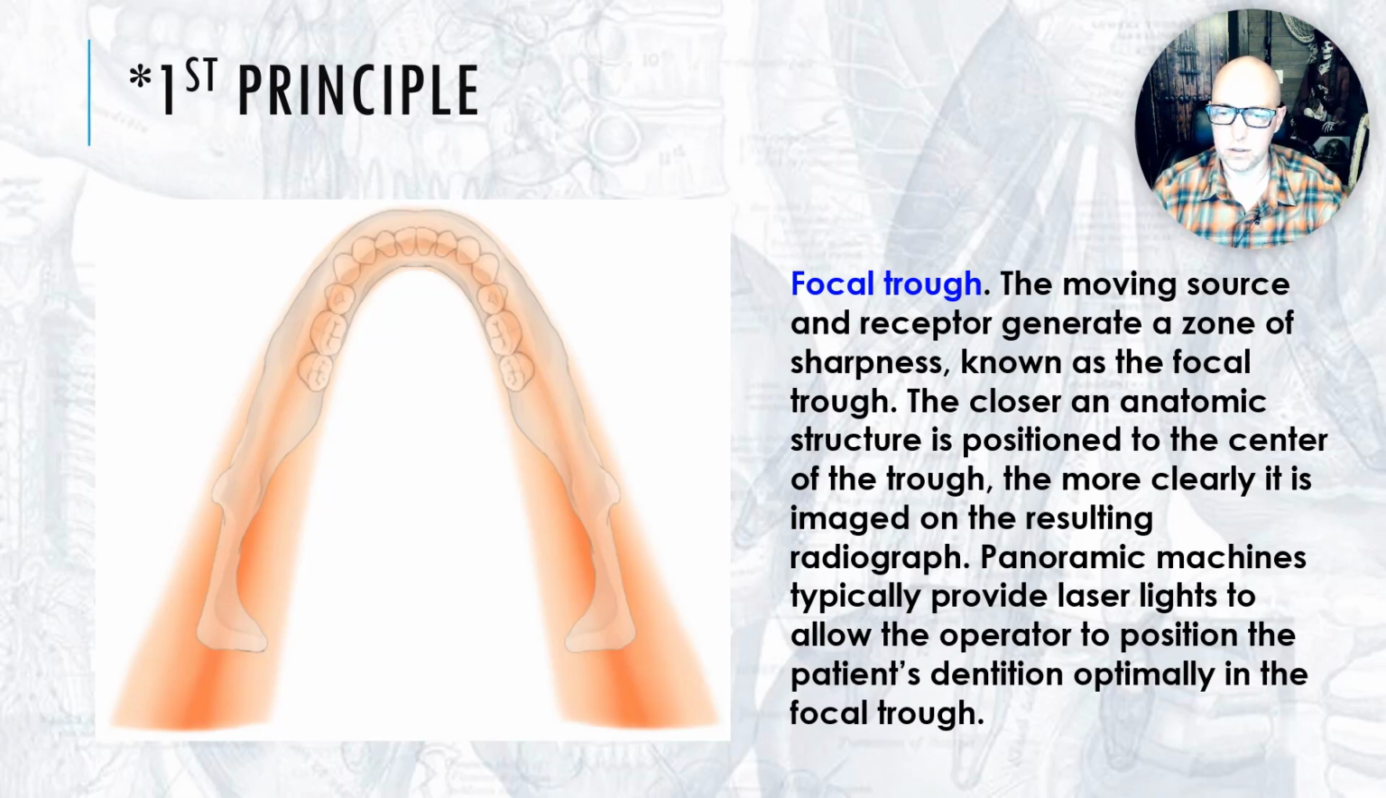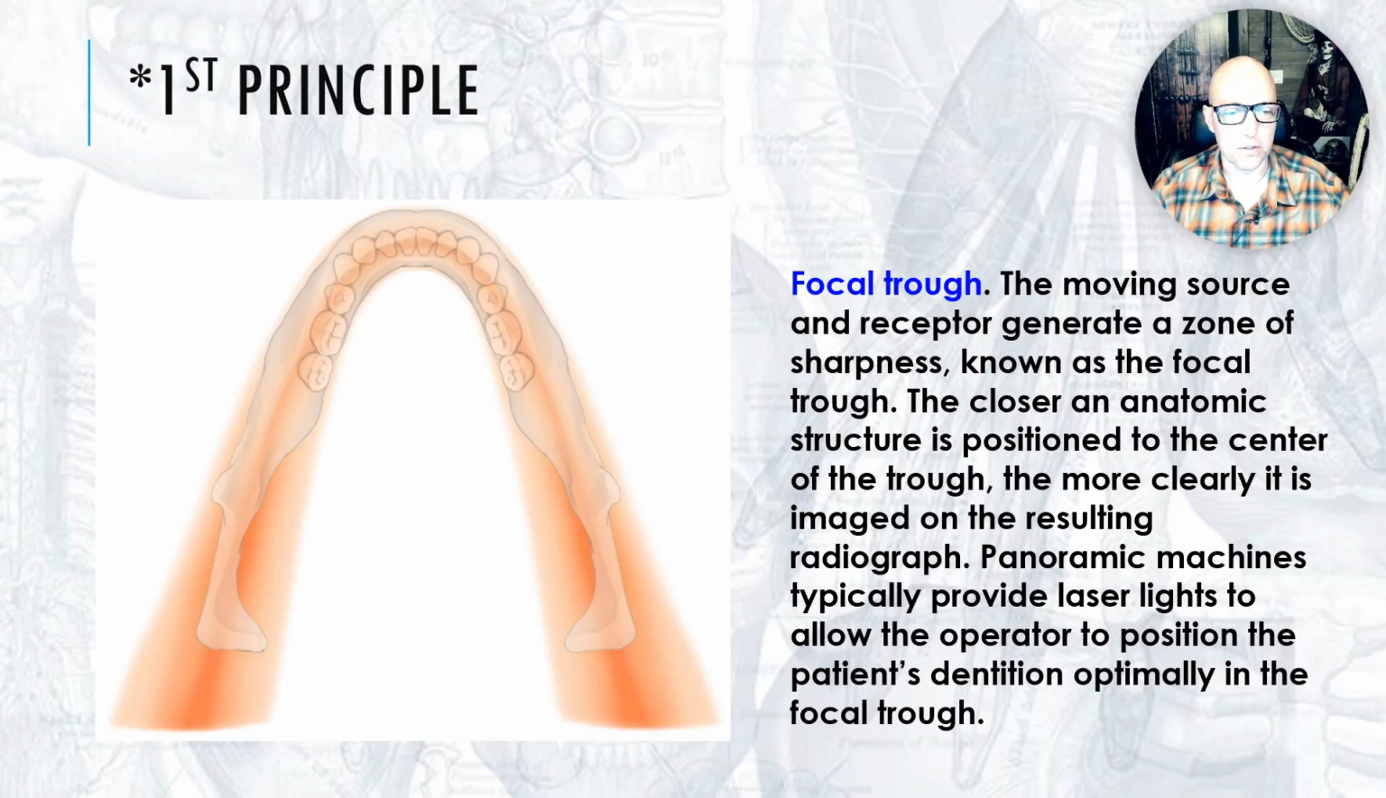around the patient. And so that moving source generates a zone of sharpness. They move in such a way that the only things in focus are those that move at the same speed, I guess I would say, in relation from the X-ray to where the sensor is, where you want that focal trough. You can change the timing, change the speed of how it moves around to choose your focal trough. And these machines are designed to create a point of focus that follows the teeth around.